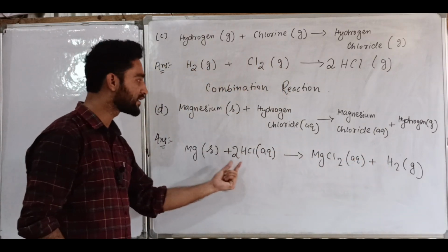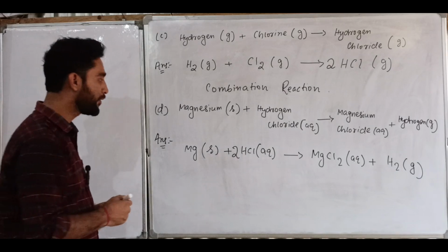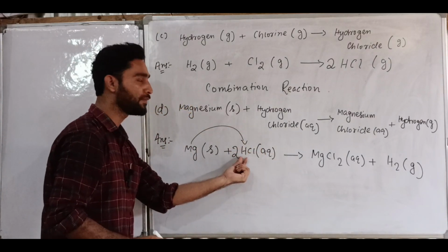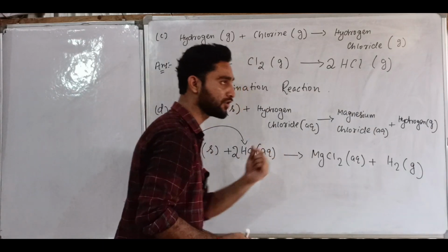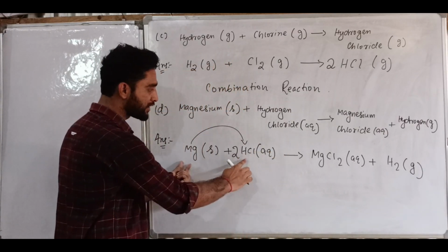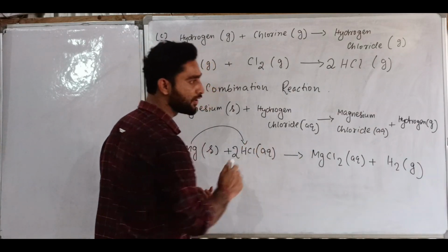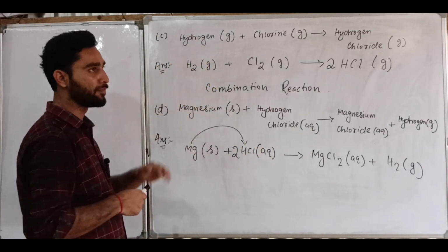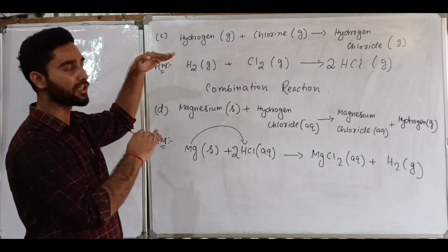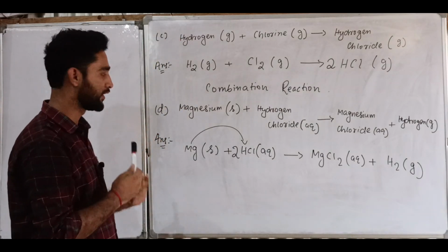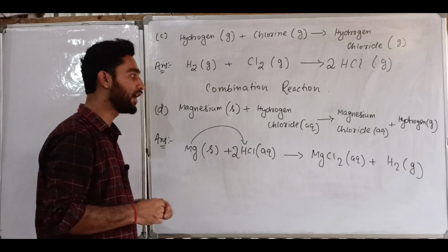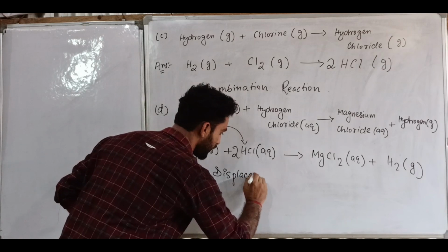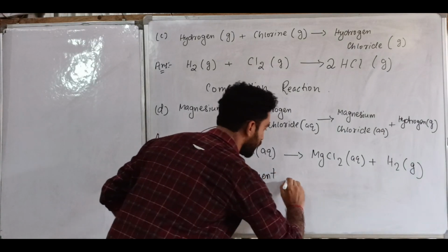Now we have to tell what kind of reaction this is an example of. Here you can see magnesium displaces the hydrogen. Magnesium took the place of hydrogen and they form magnesium chloride. Since magnesium displaces the hydrogen, it is an example of a displacement reaction. In the reactivity series also, magnesium is placed above hydrogen. Magnesium can easily displace hydrogen. Magnesium is a more active element than hydrogen. It is an example of a displacement reaction.